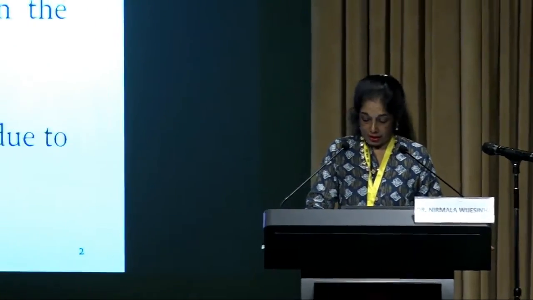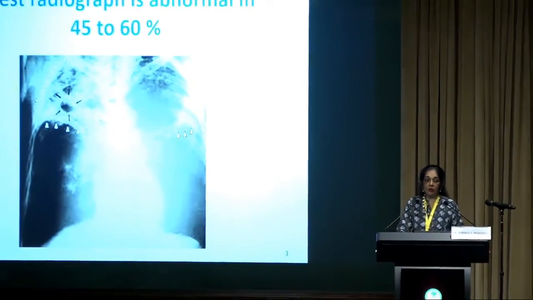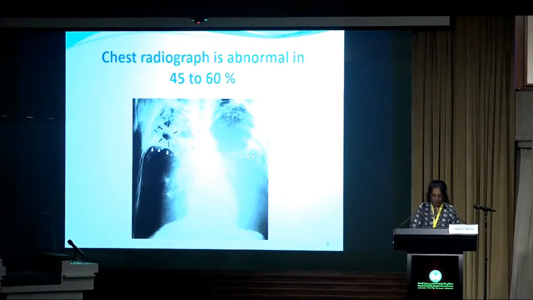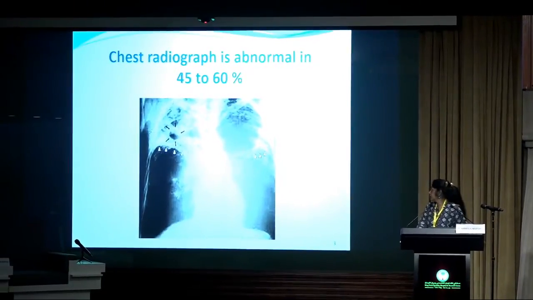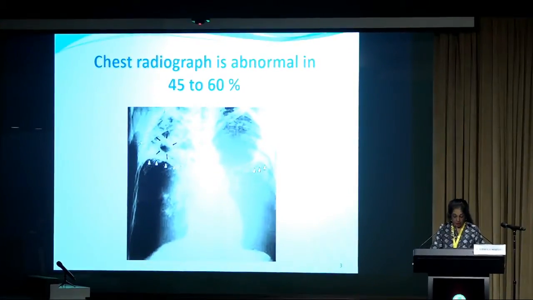CNS TB is a granulomatous infection caused by Mycobacterium tuberculosis, and it is hematogenously spread from a primary focus, usually in the lungs. It's a leading cause of mortality and morbidity in the developing world, and one-sixth of the 3 million of the global mortality is due to TB. The chest radiograph is abnormal in only about 45 to 60% of patients. As you can see, this is the typical chest radiograph of a patient with extensive pulmonary tuberculosis.